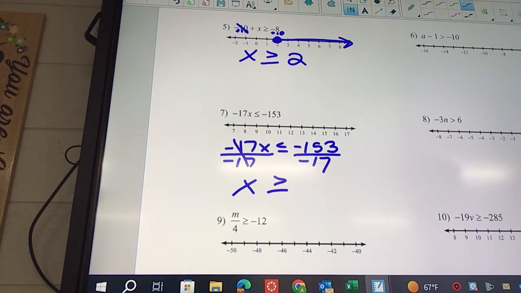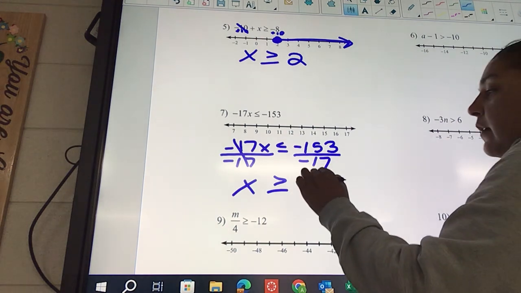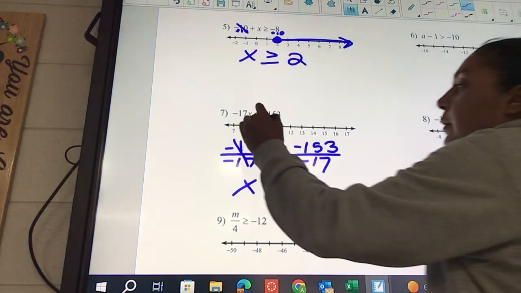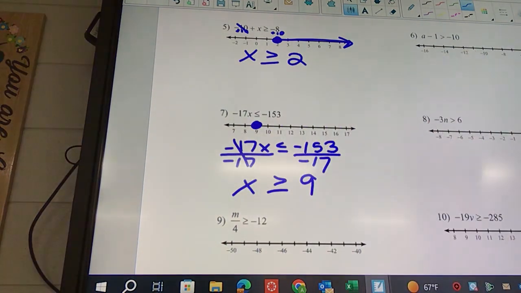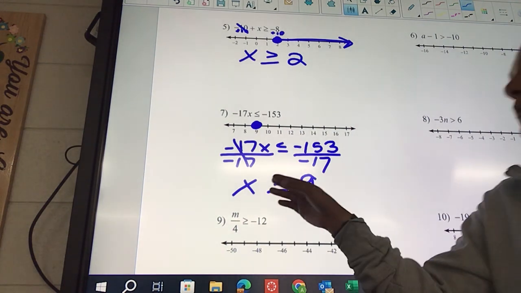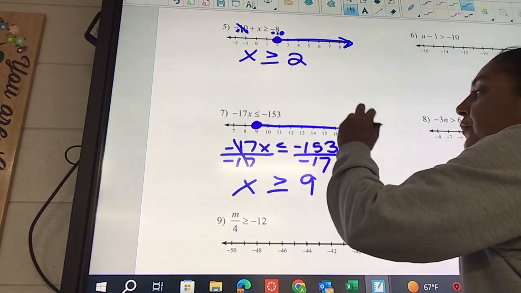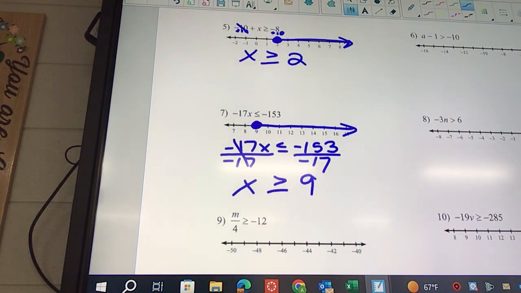Okay, and what is negative 153 divided by negative 17? Negative 9. It's positive 9. Okay, on the 9, is that going to be open or closed? It's going to be closed. And then this says x is what? Are we touching the bigger or smaller part? Bigger. Now, if we forgot to flip it, which way would my line be going? To the left, okay? So that's why it is important to flip it, okay? Because then your picture is going to be wrong. Okay, but it's only when you multiply or divide by a negative.